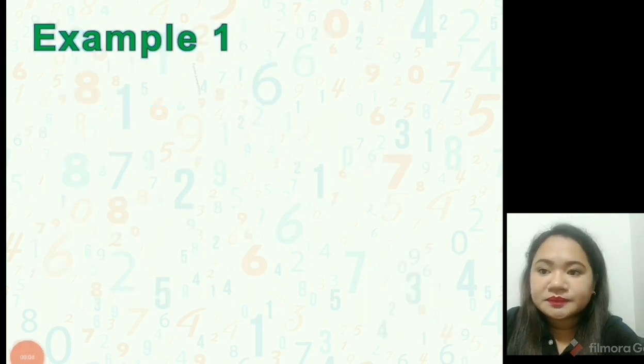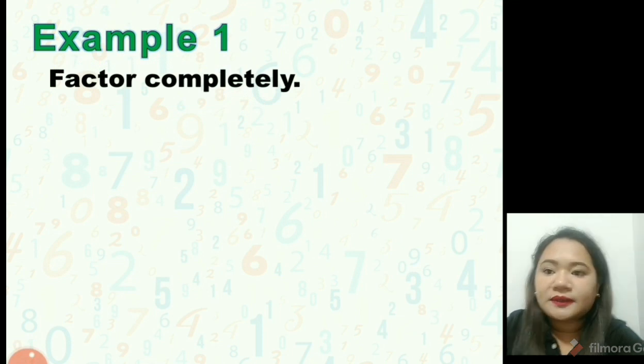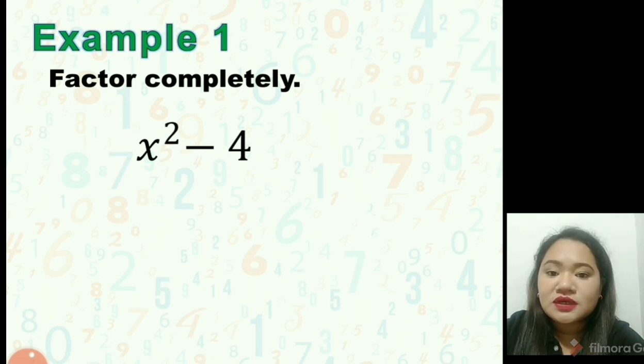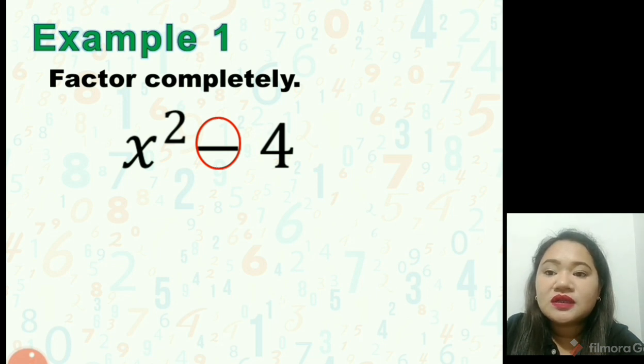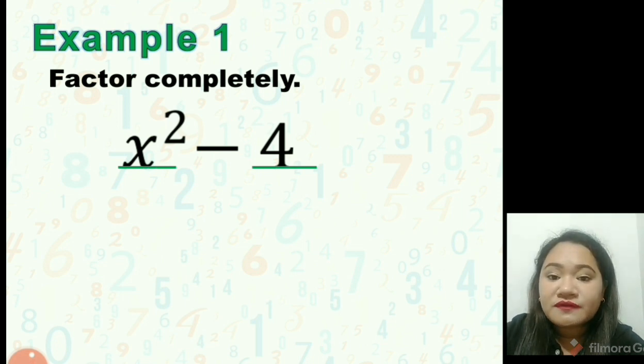Example number 1. Factor these completely. x squared minus 4. So first, we need to check if it is a difference of two squares. Is it a binomial? Yes. And the operation separating the two terms is subtraction. Are the two terms perfect squares? x squared is a perfect square, 4 is also a perfect square. Therefore, the given expression is a difference of two squares.